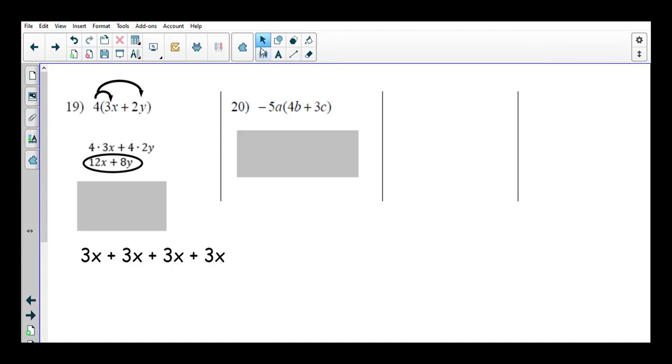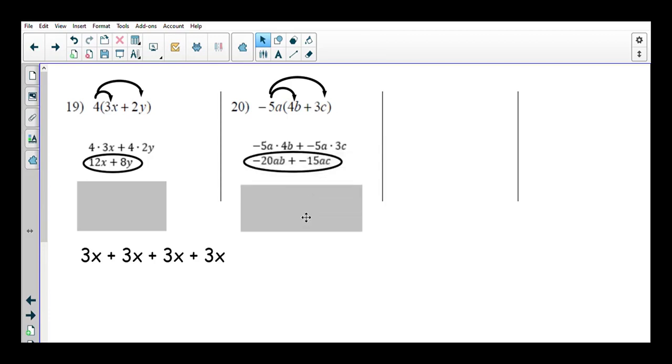All right, last one. Let's distribute the negative 5a into the parentheses. So we're going to take negative 5a times 4b, and we're going to take negative 5a times 3c. Negative 5a times 4b, just take negative 5 times 4, which is negative 20. Tack on the ab. So I get negative 20ab. For negative 5a times 3c, take negative 5 times 3 to get negative 15. Tack on the ac. So final solution, negative 20ab plus negative 15ac.